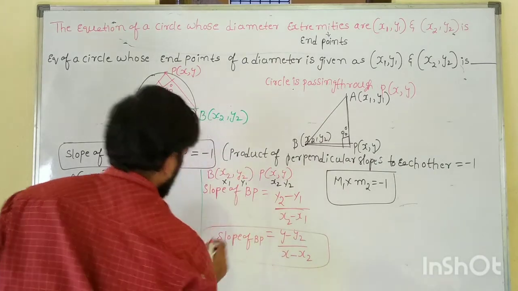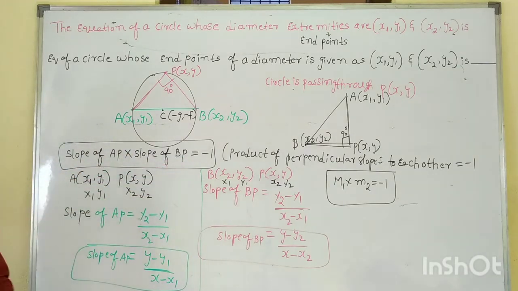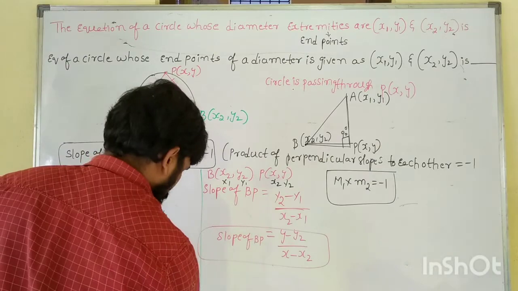Now apply the condition: slope of AP into slope of BP equals minus 1. Applying this condition, you will get the equation of the circle.